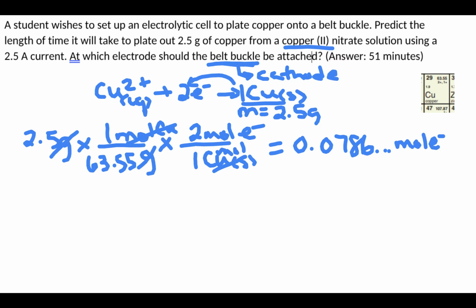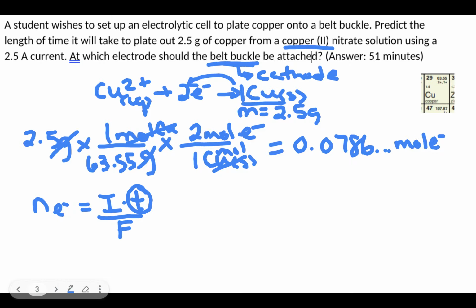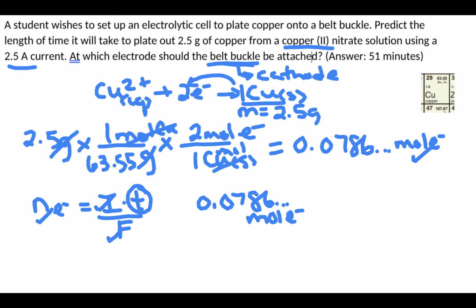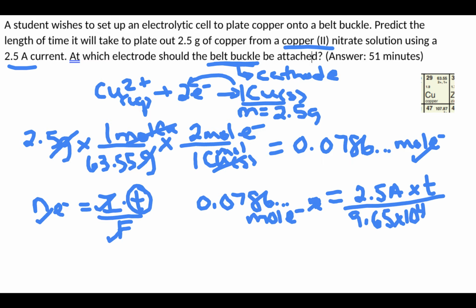Now from here, because we want time, you can use the formula moles of electrons will equal I times T divided by F, and we are solving for T. We've now figured out moles of electrons. You were given amps, and we know Faraday's constant. So let's go ahead and plug that in. Again, this value is in my calculator because I don't want to round yet. This has to equal your amps, which is 2.5, times your time, divided by 9.65 times 10 to the power 4, and that's coulombs per mole of electrons. To isolate T, we're going to multiply Faraday's constant to the other side and divide by 2.5.